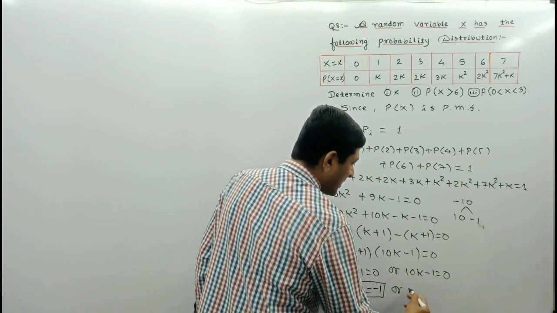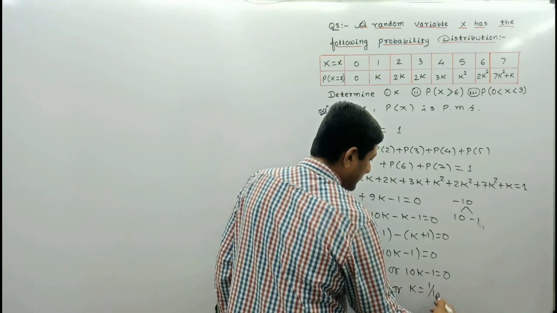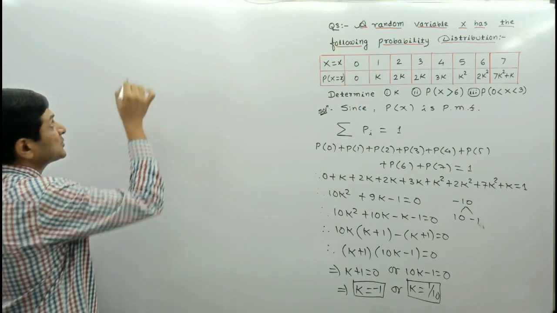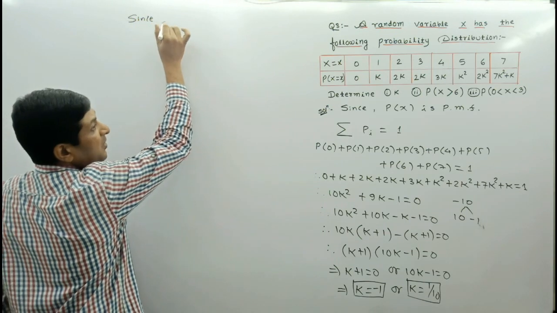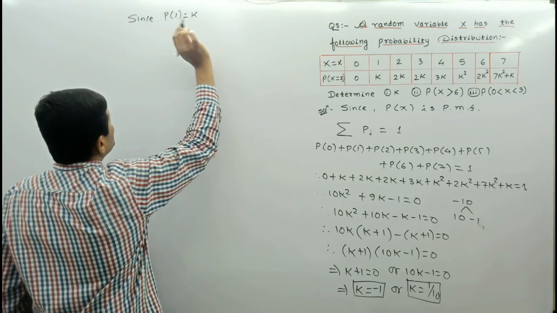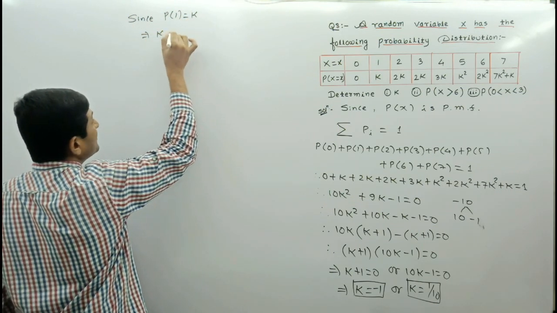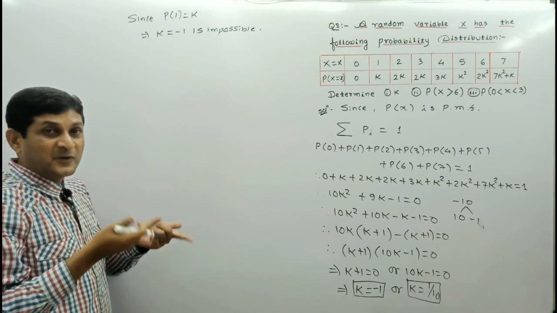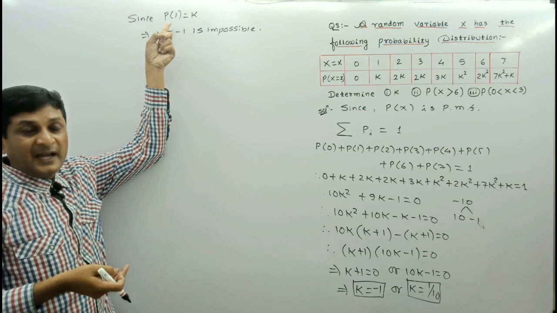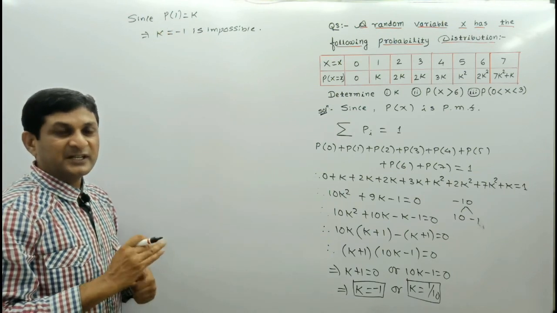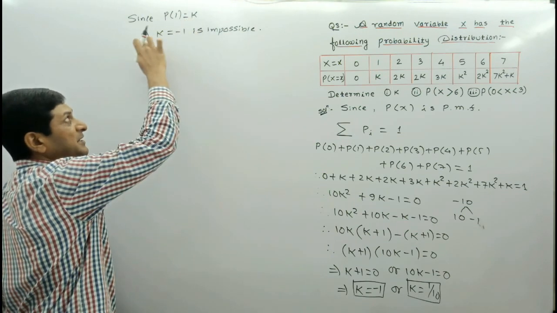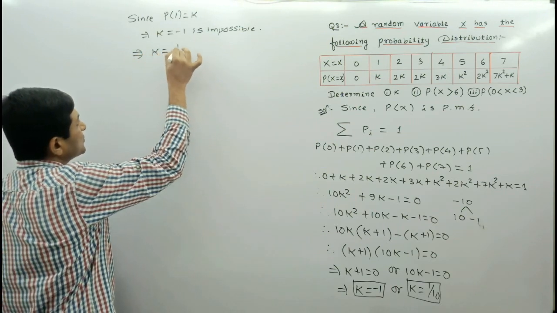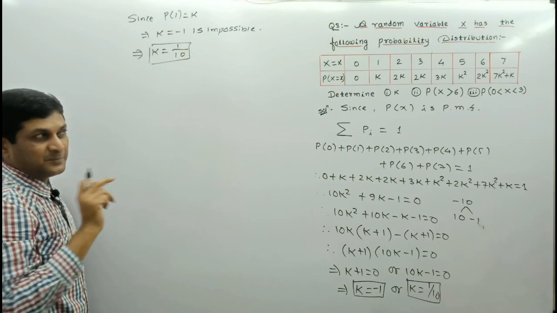This is the first value of k, or k is equal to, if you are simplifying it, 1 by 10. But here we can observe that k is nothing but what? Probability, and probability cannot be what? Negative. Since p of 1 is equal to k, k is equal to minus 1 is impossible. Why is it impossible? Because p of 1 is k, and k is nothing but the probability of 1, and probability cannot be negative. So that's why we are not able to consider k equal to minus 1, because k is nothing but the value of a probability, and probability cannot be negative. So k equal to minus 1 is impossible, which means k is equal to 1 by 10. In this way we have got the value of k, the first required value.